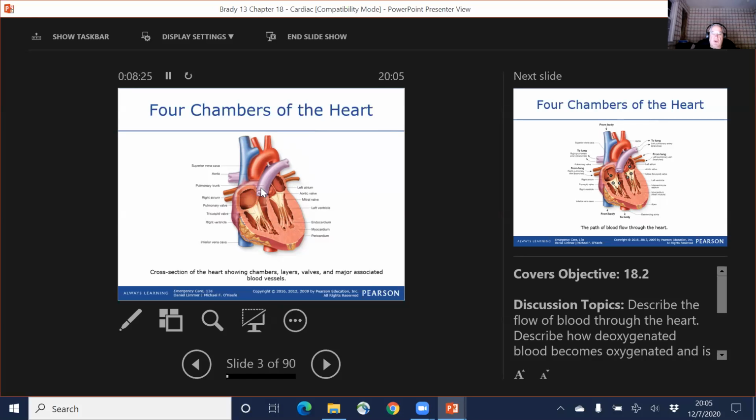Remember, your upper chambers are called atriums. Your lower chambers are called ventricles. They're going to ask you what's the thickest, strongest chamber of the heart, and it's going to be the left ventricle. You can see how thick the wall is, and that's because it has to pump the furthest. And the thinnest are the atriums. The right side of the heart pumps to the lungs, left side pumps to the body.